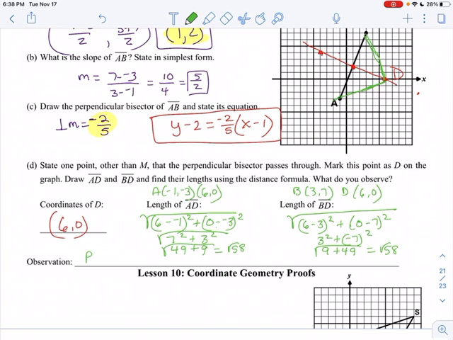Now what's true is that point D is equidistant from the endpoints of that line segment. And that's something that we knew before. Any point that's on the perpendicular bisector is equidistant from the endpoints of that line segment. So point D is equidistant from the endpoints of the line segment.